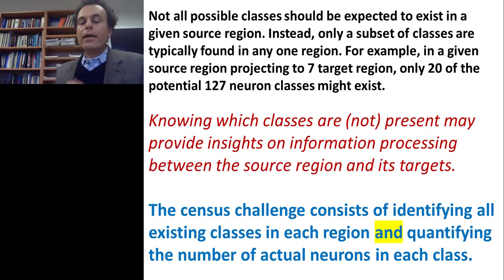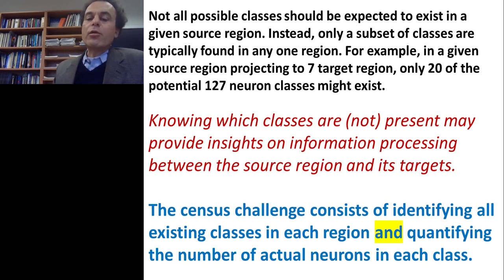So the truth is that not all possible classes exist for a given source in a given brain, and instead only a subset of classes is typically found in any one region. So for example, if we look at a cortical region projecting to 7 target regions, perhaps only 20 of the 127 neuron classes exist.